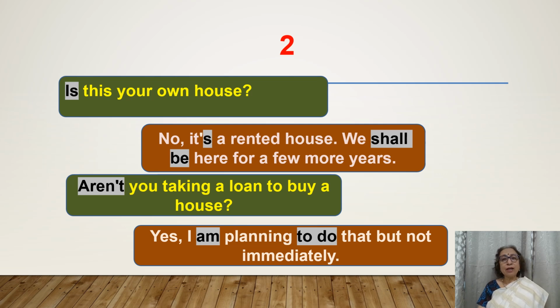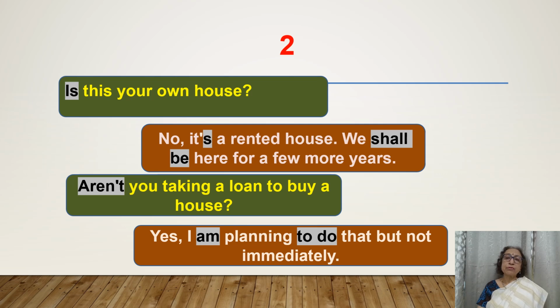Is this your own house? Question. No. Now again, is auxiliary verb. It's highlighted. First few conversations I've highlighted them. No, it's a rented house. We shall be here for a few more years. Shall be is the auxiliary verb. It is not fully written. It's.